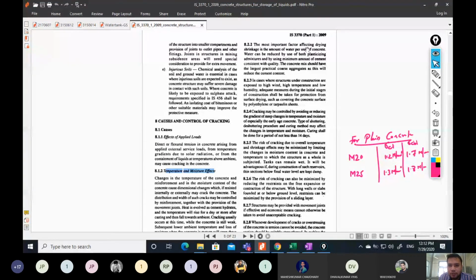Then the most important factor for drying shrinkage is the amount of water per unit of the concrete. The water can be reduced by use of both plasticizing admixtures and by use of minimum amount of cement consistent with the qualities. Again, this is not relevant for the design purpose, but it can be used as a specification.